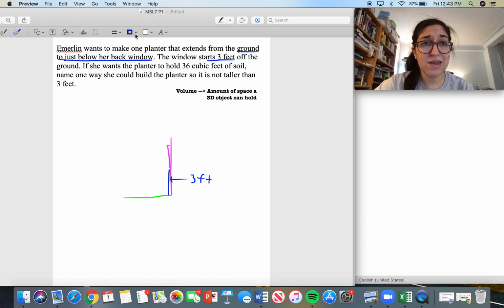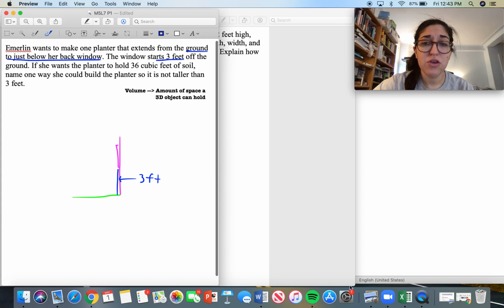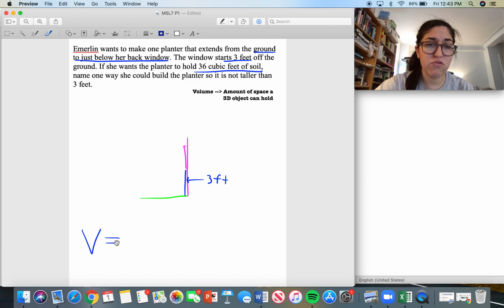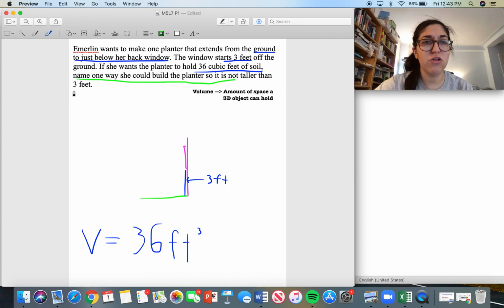She wants the planter to hold 36 cubic feet of soil. Cubic just means cubed, but basically it means that we want the volume. If it says 36 cubic feet of soil, we know the volume is going to be 36 feet cubed, okay? And our job today is to name one way she could build the planter so it's not taller than 3 feet.